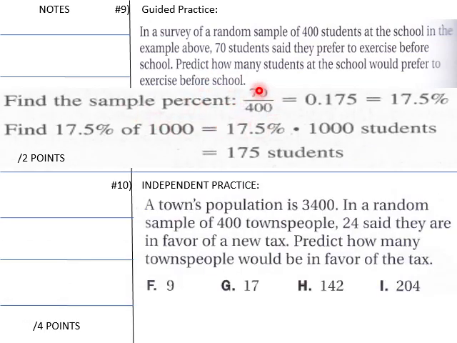So the sample here would be 70 out of 400, which will be 17.5%, 0.175. So 17.5% of 1,000 would be 175 students. So using this as a sample, you could extrapolate from this that you would have 175 students out of 1,000.